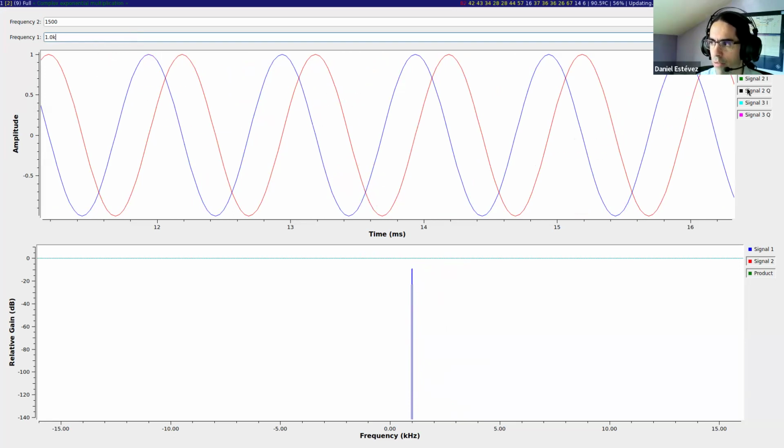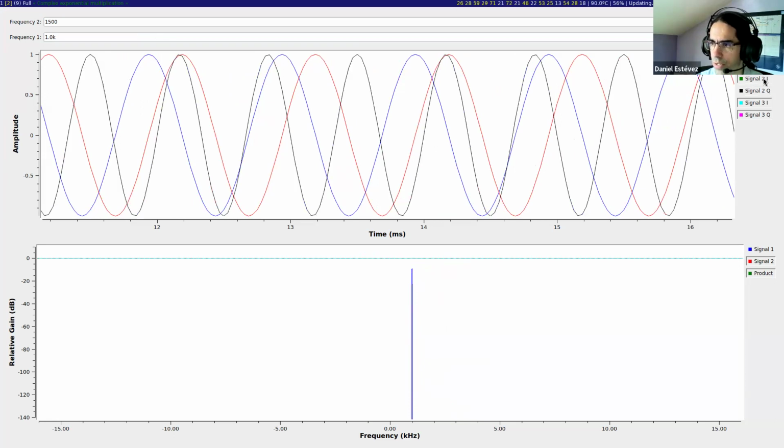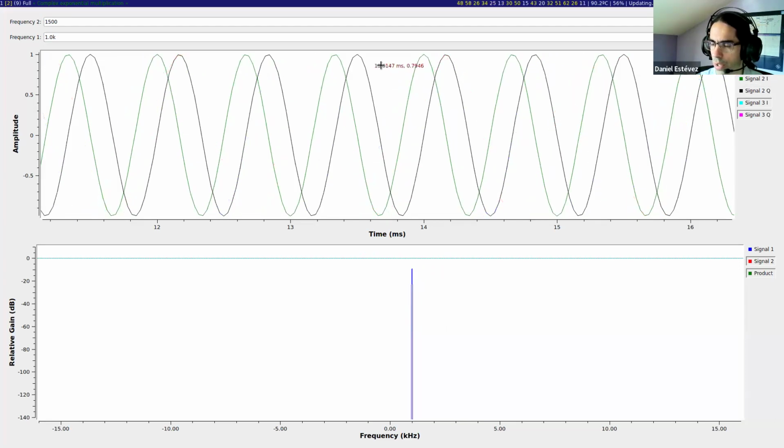But now for the shift in frequencies. I also have my 1.5 kilohertz signal. This is the same. This green is the real part. This black is the imaginary part.